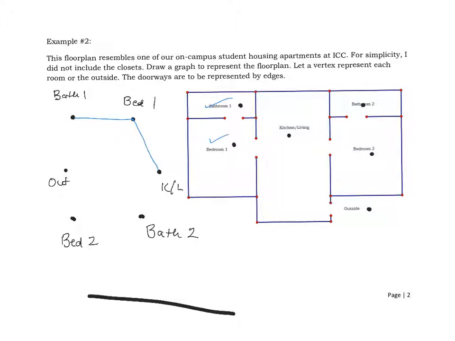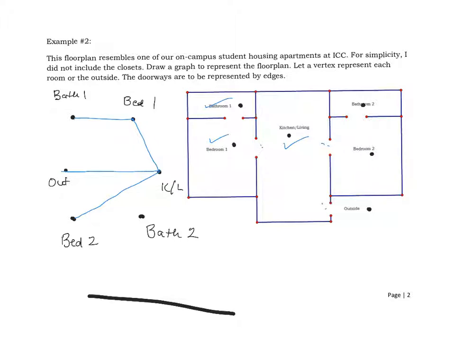Bathroom's taken care of. Kitchen living should have 1, 2, 3 edges emanating from it. We already have kitchen living to the bedroom, so we have kitchen living to bedroom 2 and kitchen living to outside. So I had 1, 2, 3 doorways. Do I have 3 edges emanating from kitchen living? Yes.